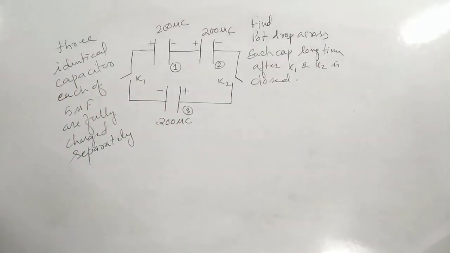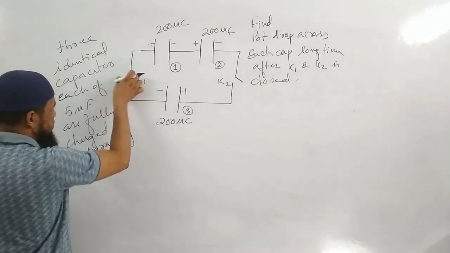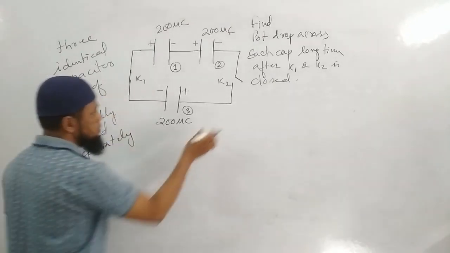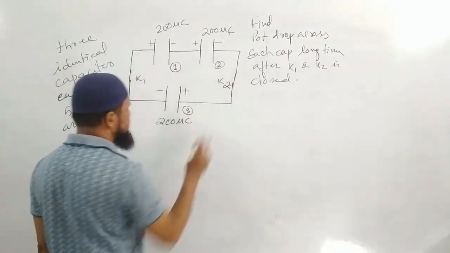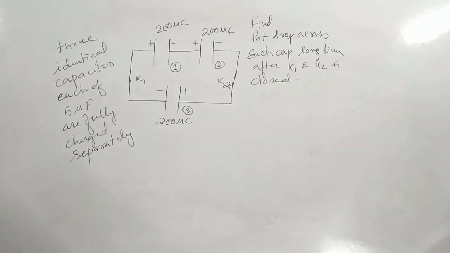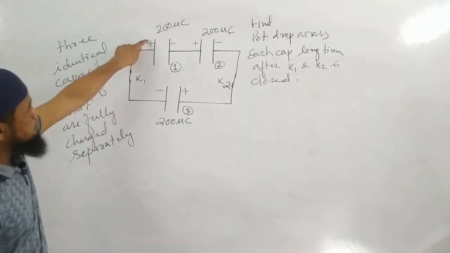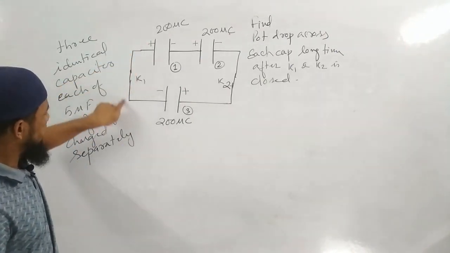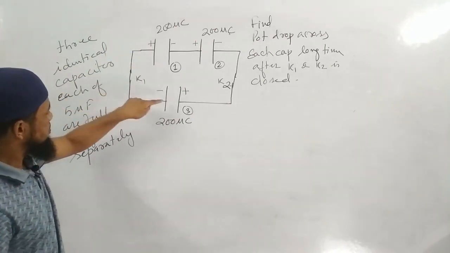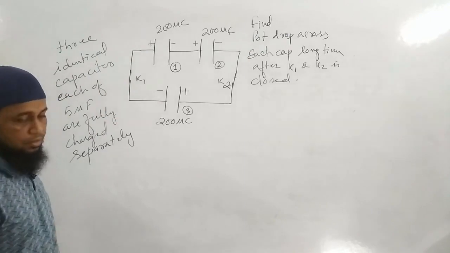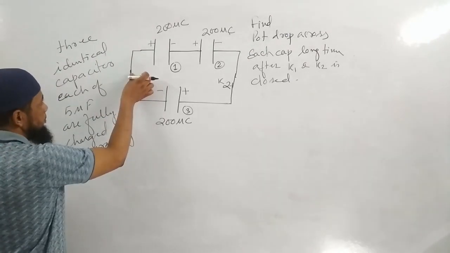How much charge appears on them? What will be the potential drop across each if they are connected? Okay, the problem appears to be a little confusing. If they are connected, what will happen? This is plus 200 microcoulomb and this is minus 200 microcoulomb, right? Okay, so what will happen?